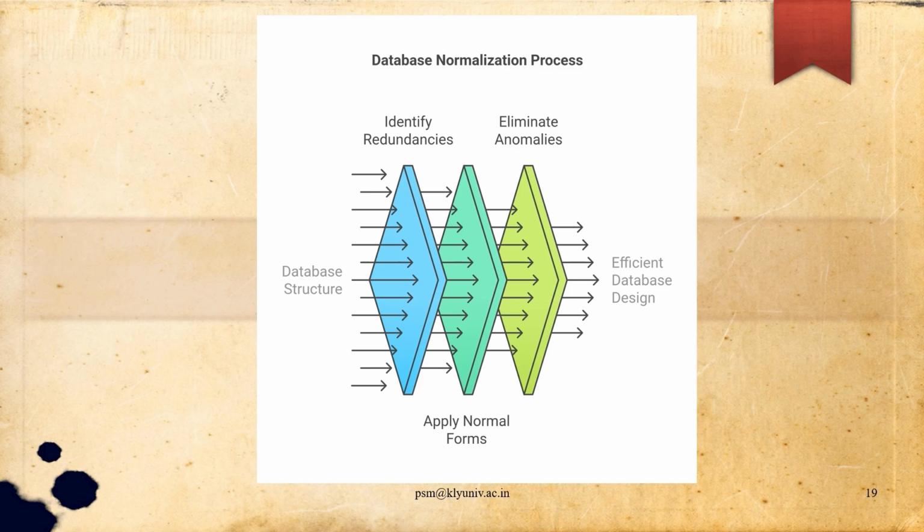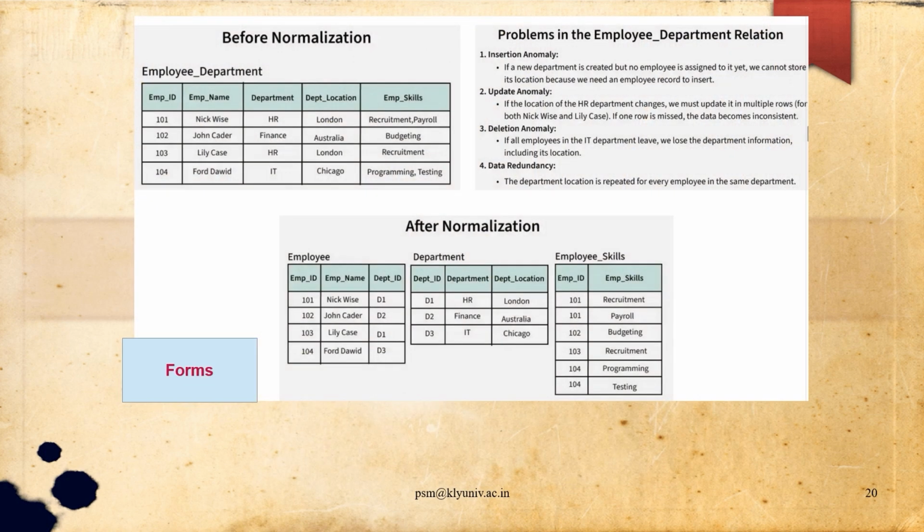Here I am going to give you one example which basically makes things clear to you. So here in the first case, you can see I have given an unnormalized table where employees, their IDs, their department, etc. are available. Here you can notice that there is a data redundancy.